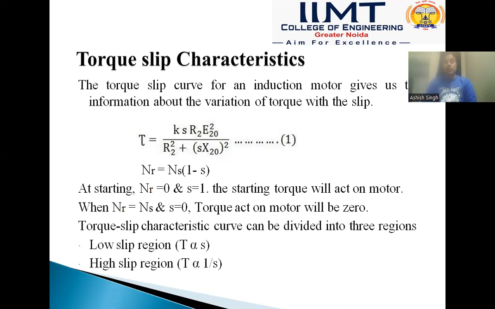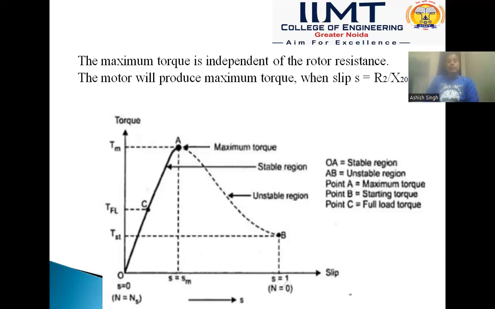After neglecting R2 square, we find that in the high slip region, torque is inversely proportional to slip. As slip increases in the high slip region, torque will decrease. While in the low slip region, as slip increases, torque increases. The maximum torque is independent of rotor resistance. The motor will produce maximum torque when the slip of the motor equals R2 upon X2.